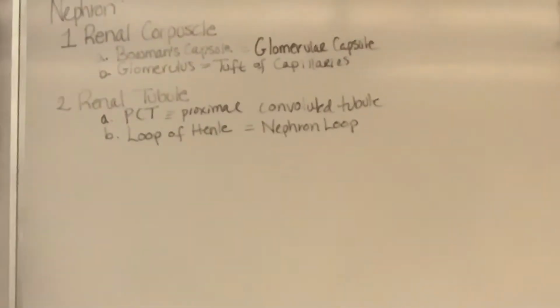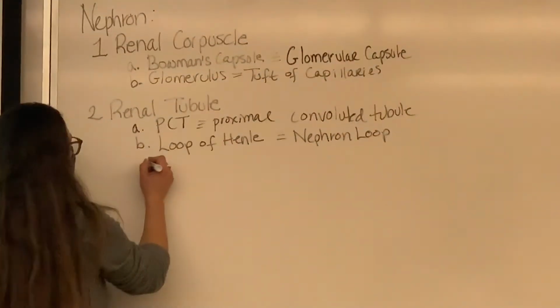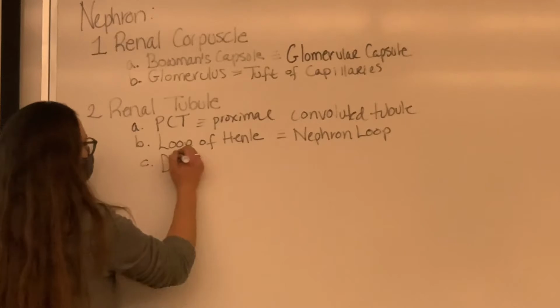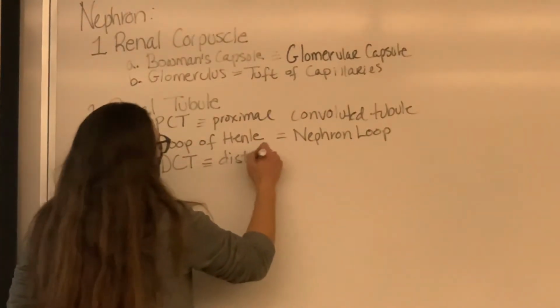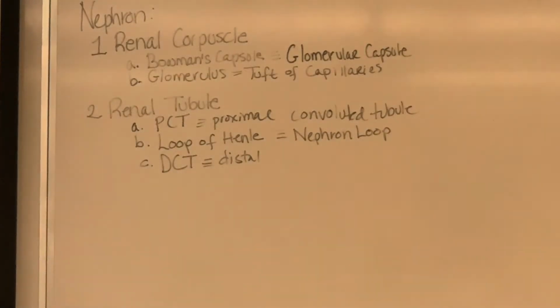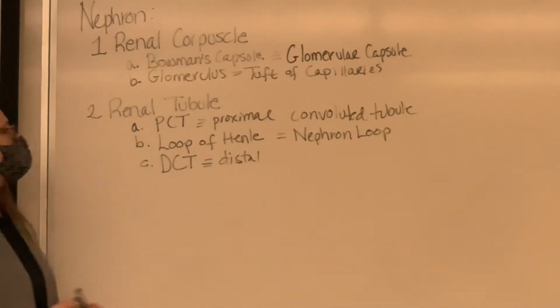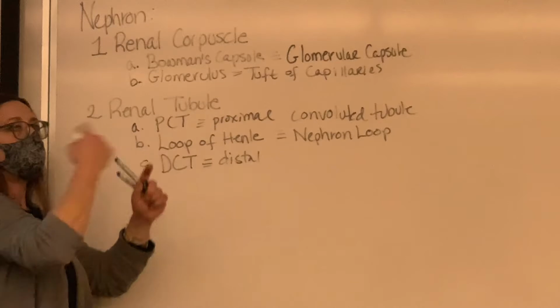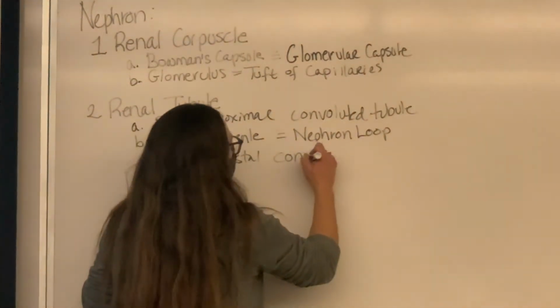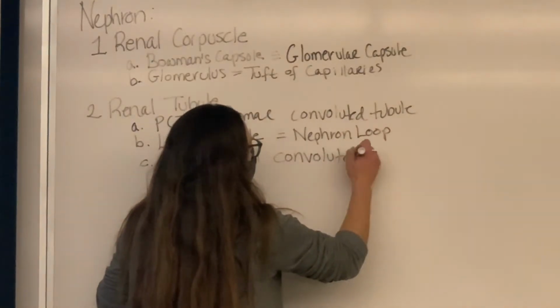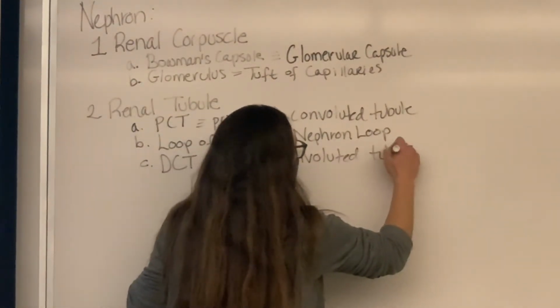Okay. Then that filtrate will next travel through the DCT. This is distal. Distal because it's further away from its corpuscle compared to the PCT that's closer to its corpuscle. Distal convoluted, again, because it's not nice and straight, it's all tangled up. Tubule because it's a little tube.